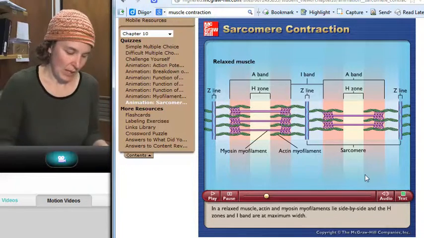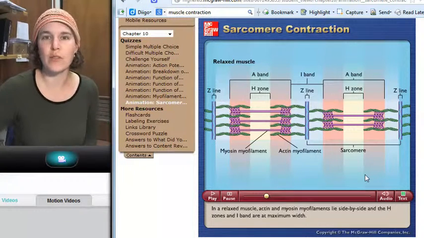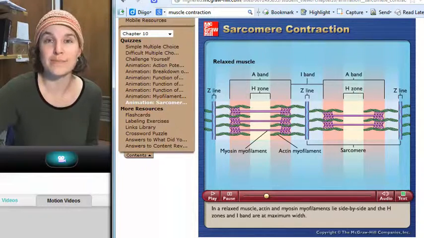Okay, I'm satisfied with the muscle contraction. We've got a few more things to do, and then we'll talk about our lab, and then we're moving right along. See you in a minute.